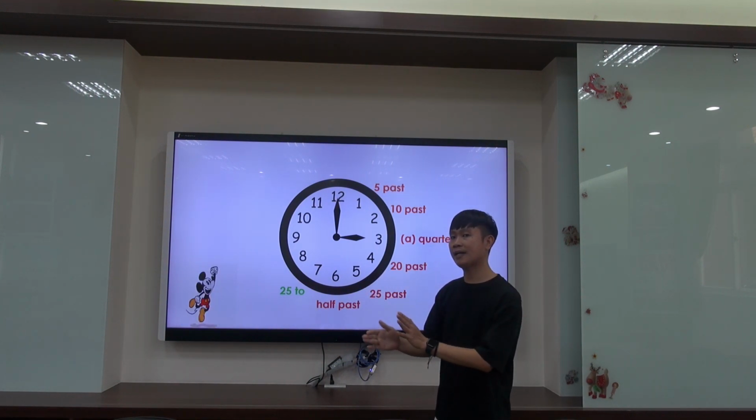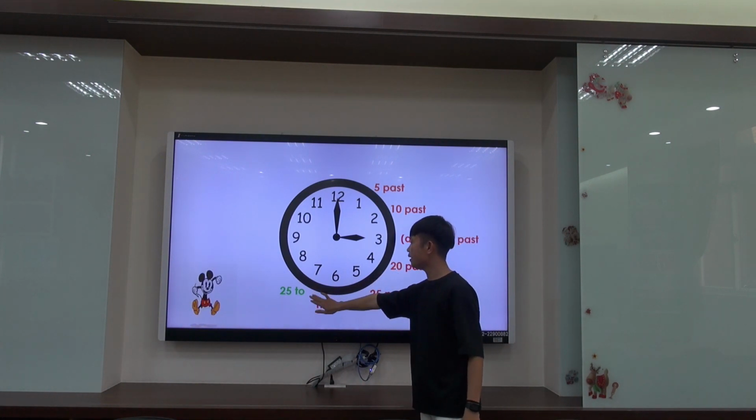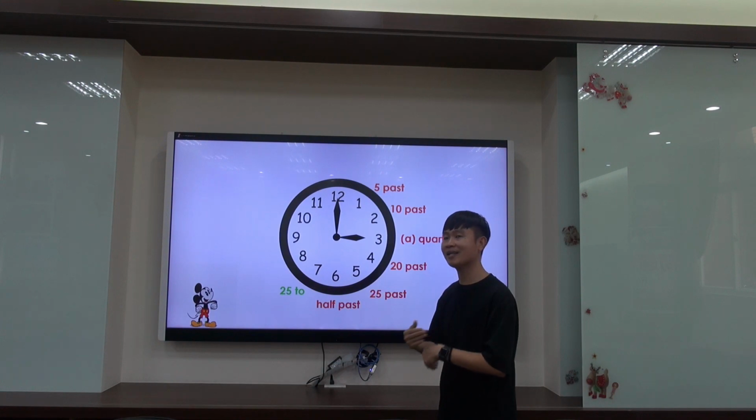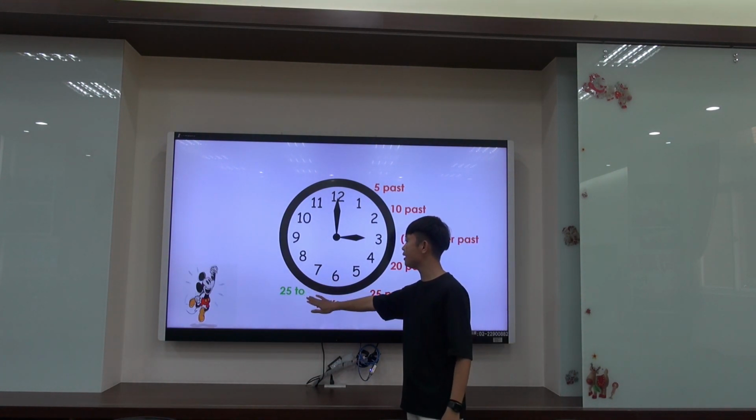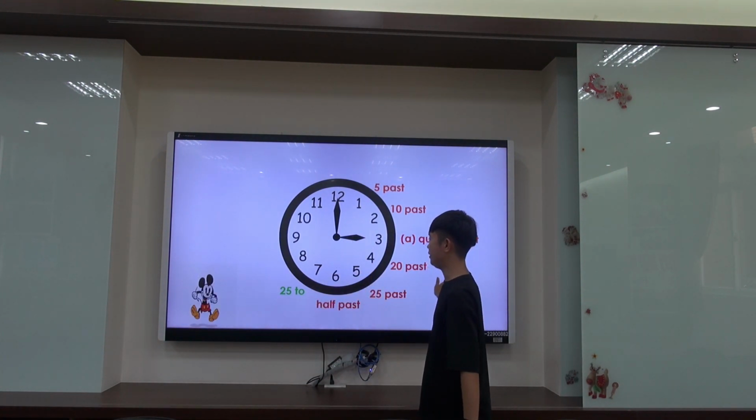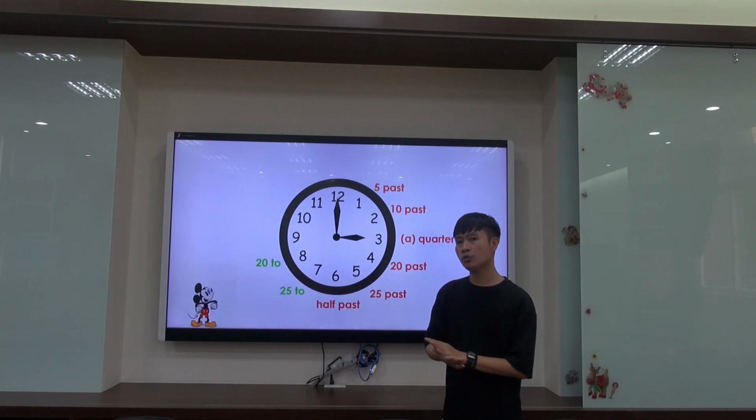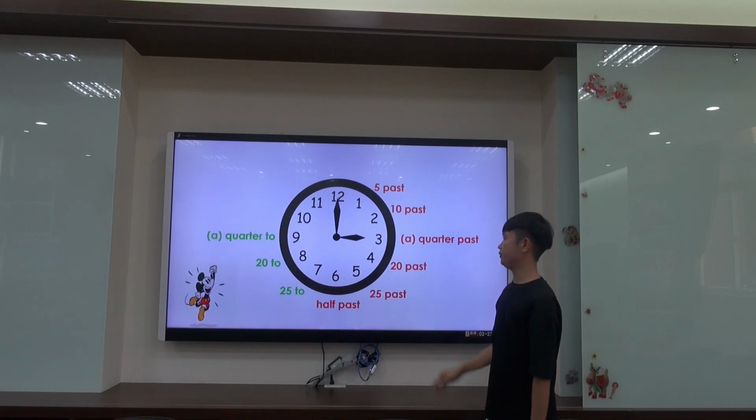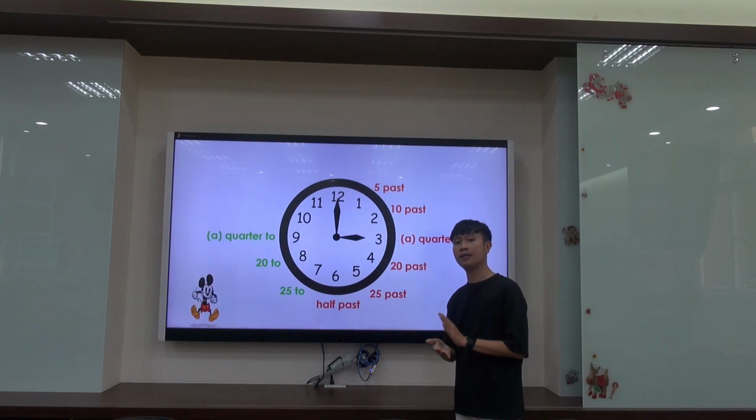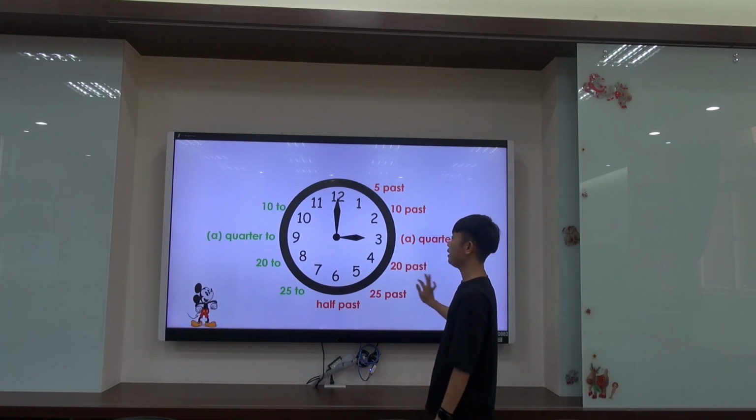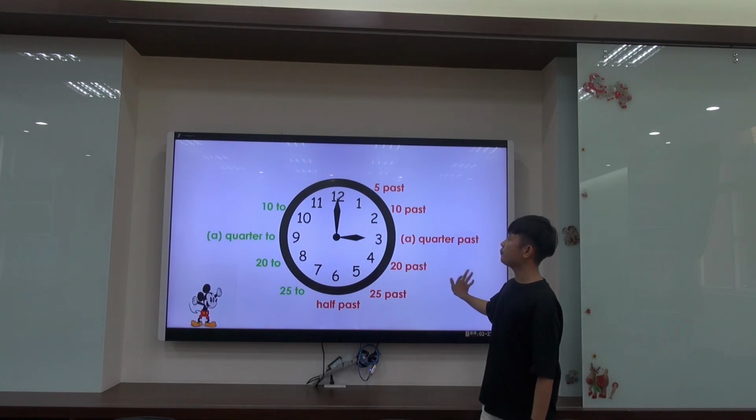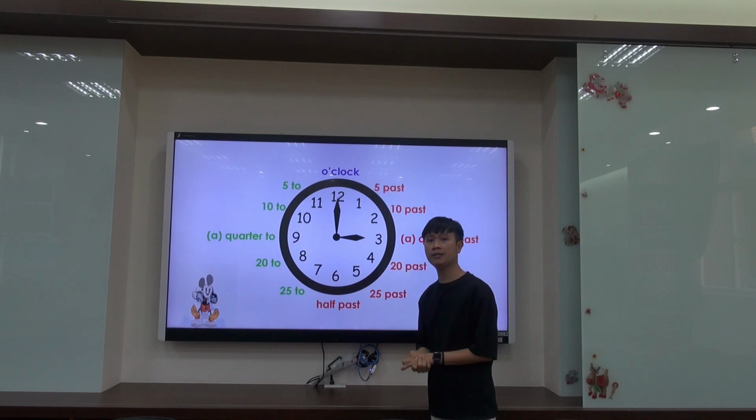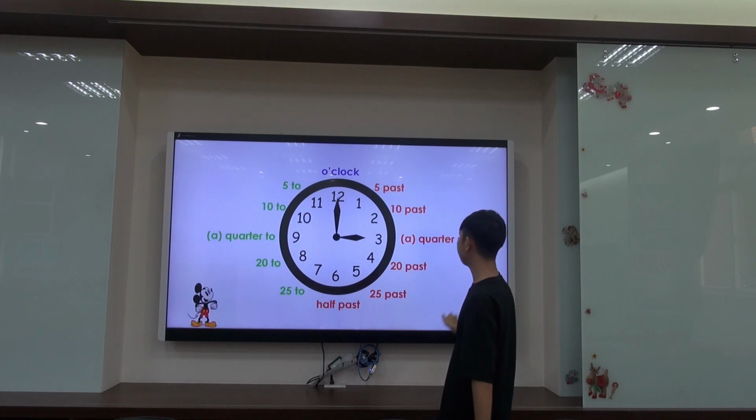hour. The minutes past the hour. So, we will start counting how many minutes are left before the next hour. So, 25 minutes to the next hour. Next, 20 minutes to. Then, a quarter to. Okay, since a quarter of an hour is 15 minutes. Then, 10 to. 5 to. Then, o'clock. Okay? So, let's begin.